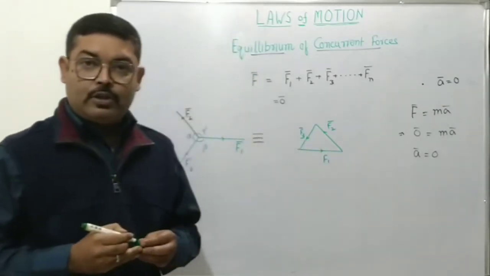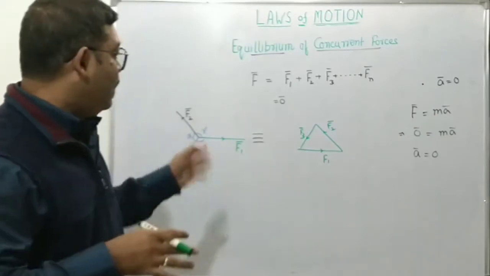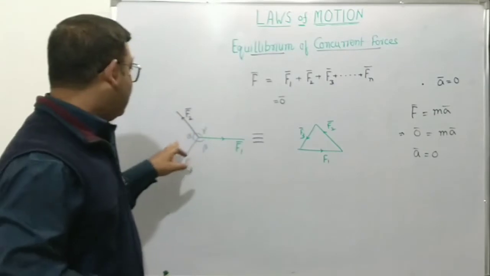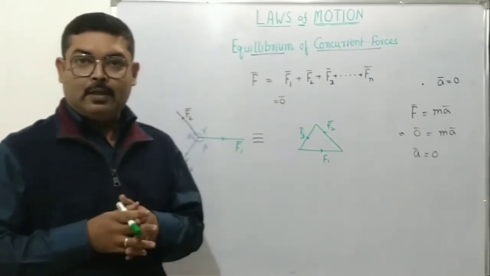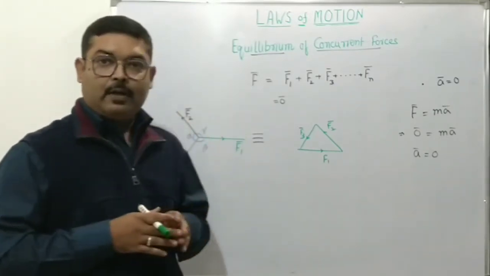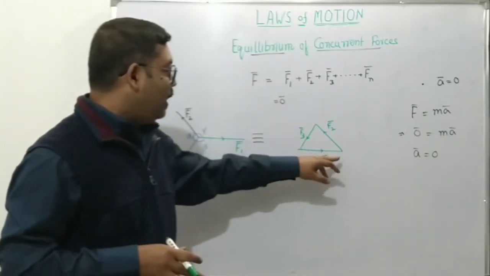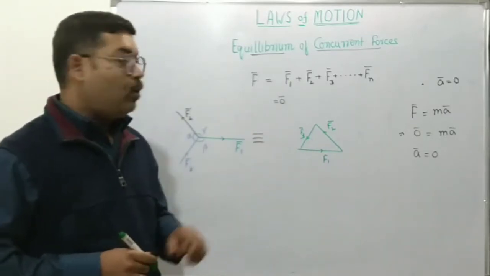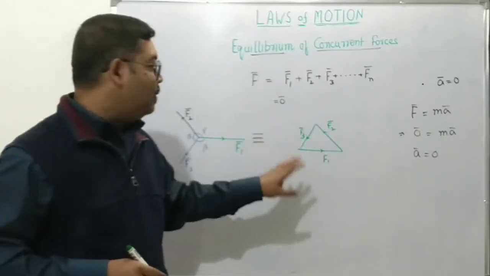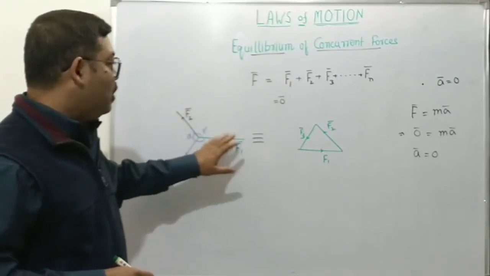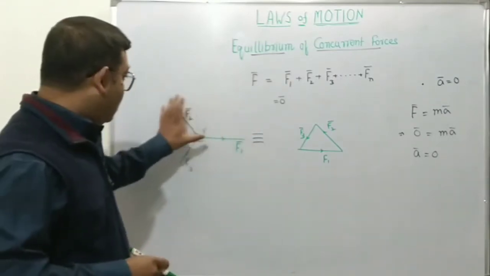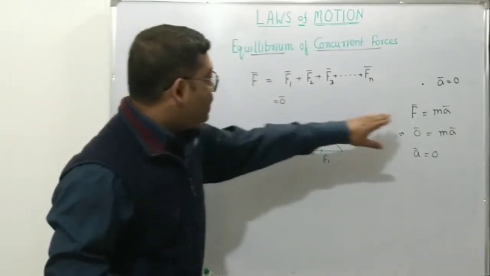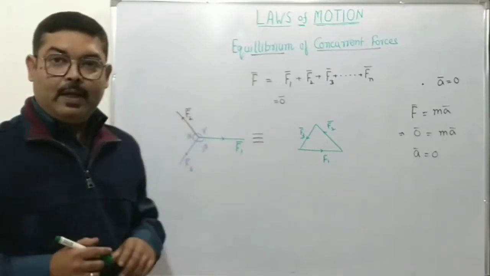They form a closed triangle. We have learned in vector algebra that if a number of concurrent vectors act at a particular point, or when we place them head to tail and they form a closed polygon, then by the polygon law of vector addition, the sum of the vectors will be 0. So the resultant of these three vectors is 0, which means these three forces will be in equilibrium.